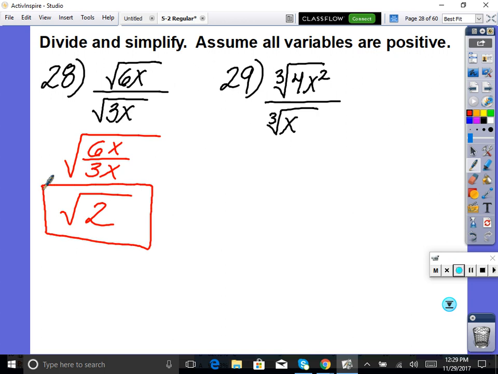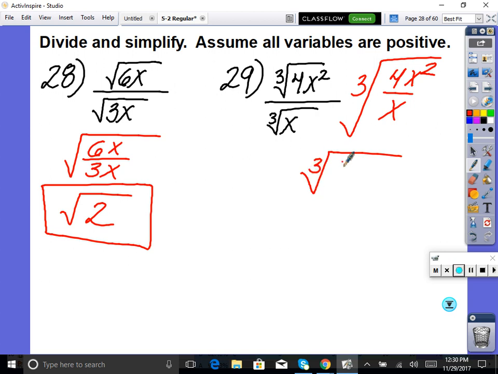Okay, next one, 29. A lot of people will just rationalize. But once again, from here on out, rewrite it, simplify first, and then if you need to, then rationalize. So what does this become? The cube root of 4x on top, correct? Now look, nothing simplifies. So once again, we're done, because we can't pull out any groups of 3. So we have not even had to rationalize the denominator yet.